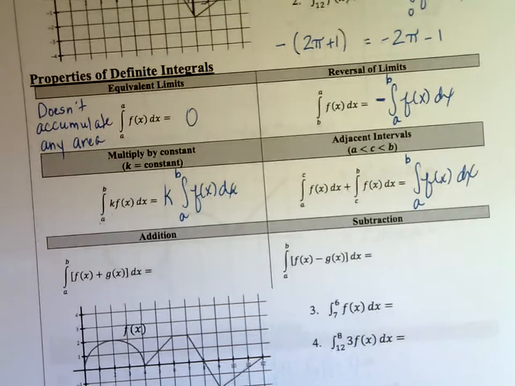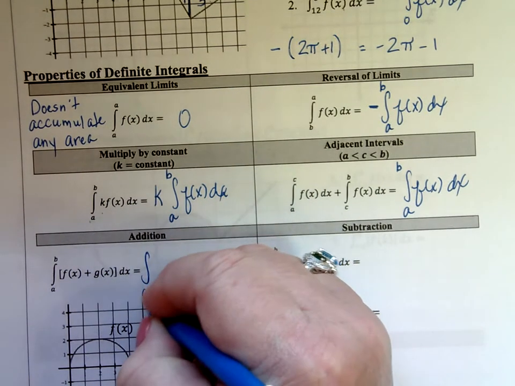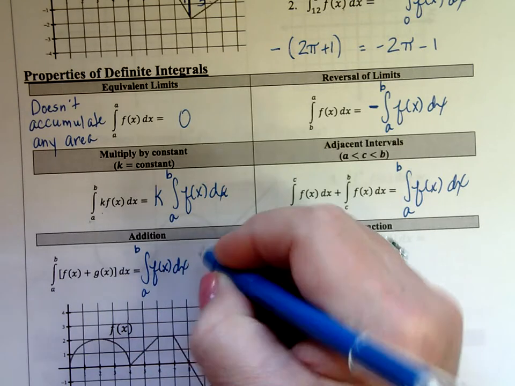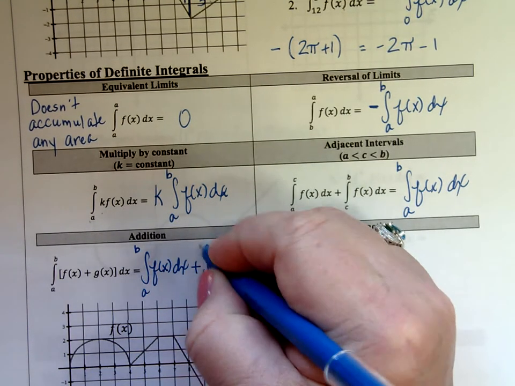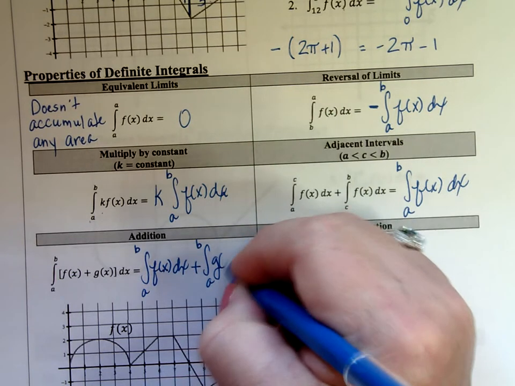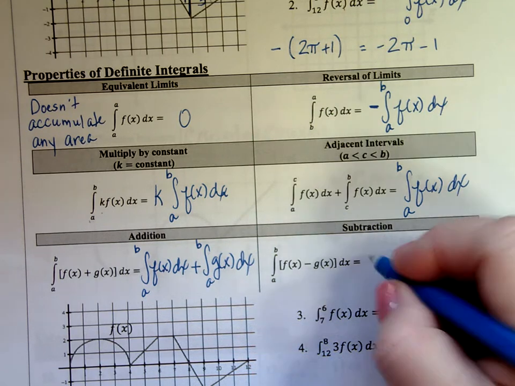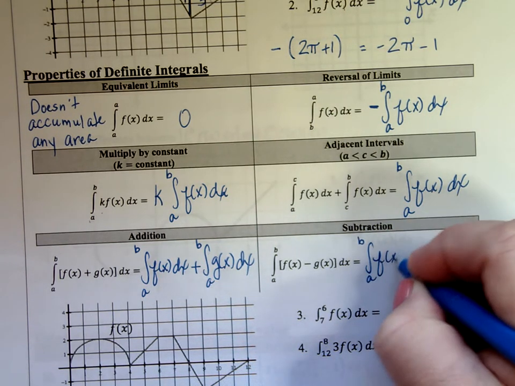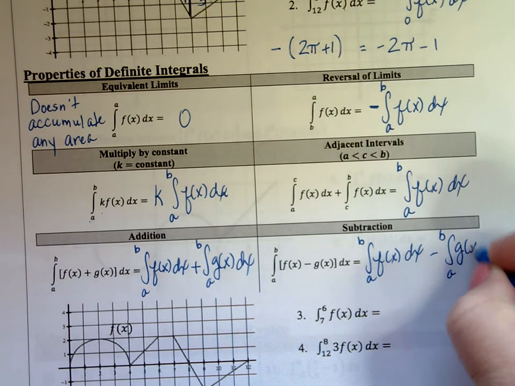All right, addition property. This one says that you can take the integral from A to B of f of x dx and add it with the integral from A to B of g of x dx. Same thing works for subtraction. The integral from A to B of f of x dx minus the integral from A to B of g of x dx.